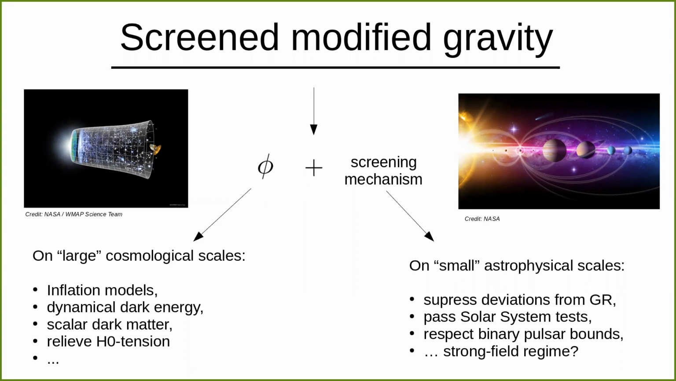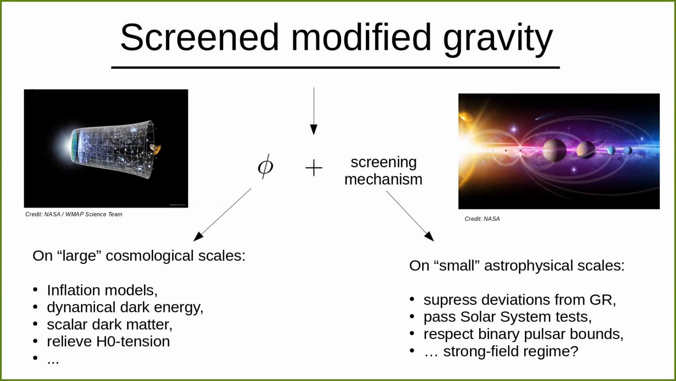On the other hand, however, typically introducing these kinds of modifications of gravity at large scales is hard to achieve without introducing also some effects that deviate from GR on small scales. Typically, we're talking about astrophysical scales. So here is where screening mechanisms enter the game.